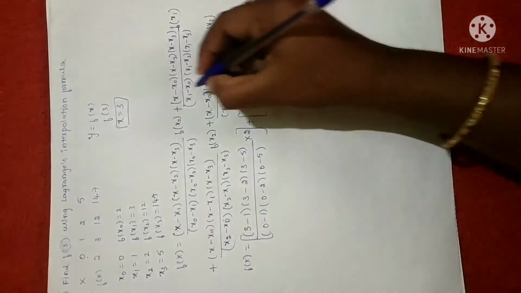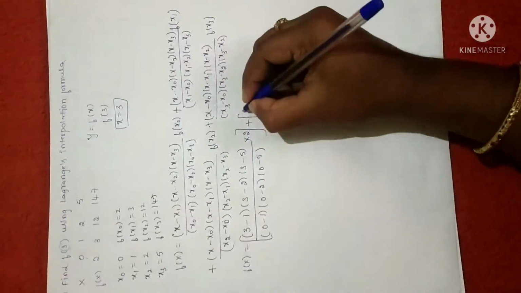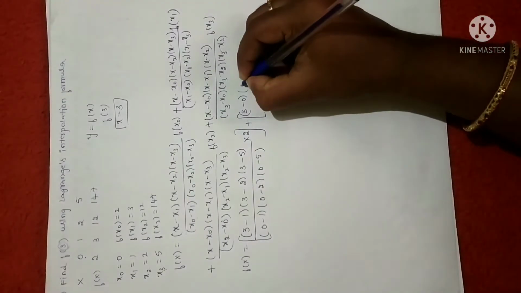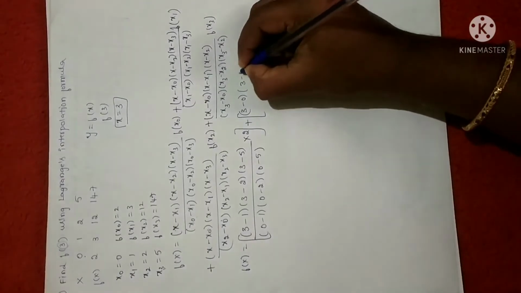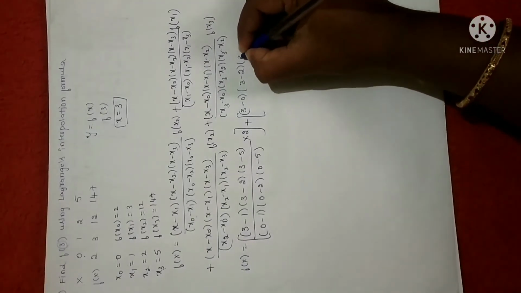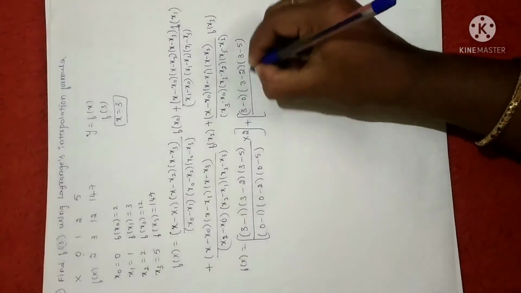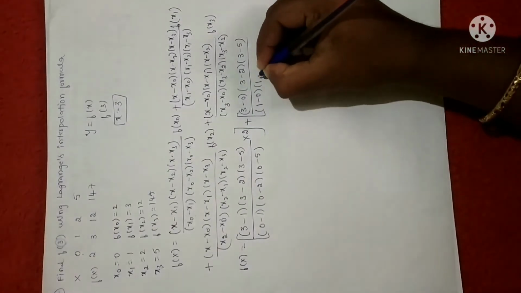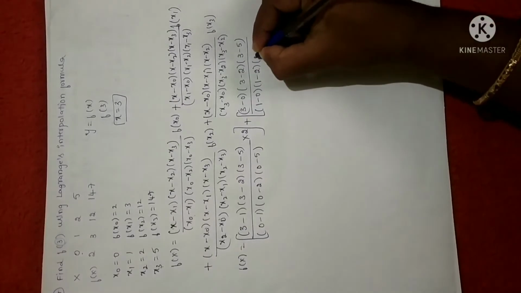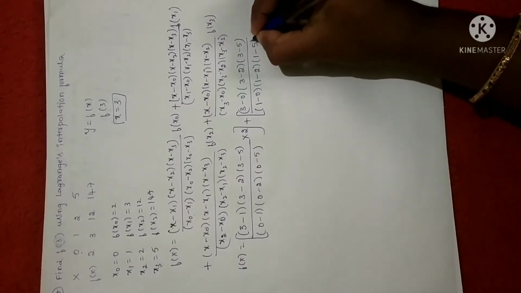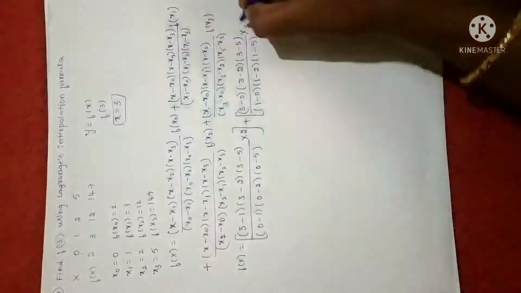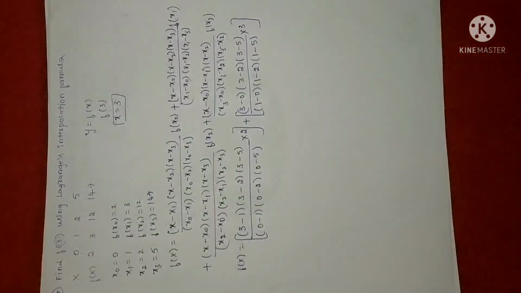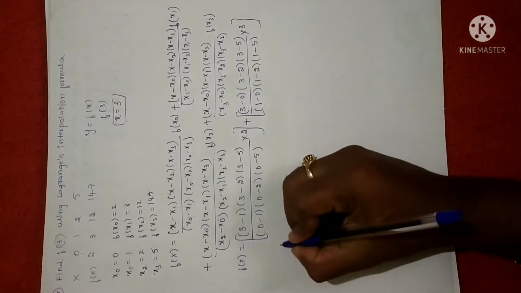Plus second term we need to do. x value is 3 minus x0 value, x0 value is 0. Next x value is 3 minus x2 value is 2. x value is 3 minus x3 value is 5, divided by x1 value is 1 minus x0 is 0, x1 value is 1 minus x2 is 2, x1 value is 1 minus x3 is 5, into f of x1 is 3. Fine. I have written the values, all the ready-made values, you need to substitute the values.